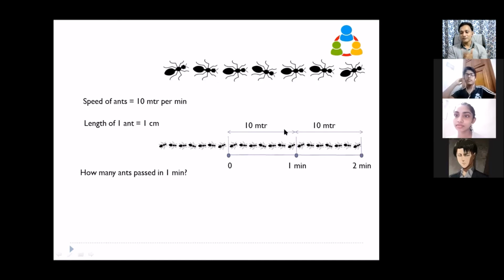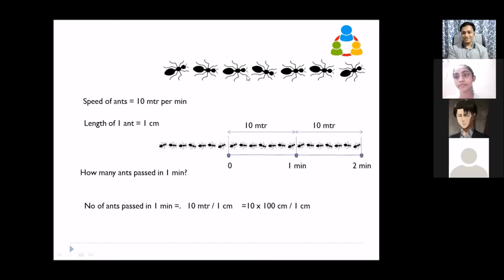I did it with the numbers. So the thing is, the question is, in 10 meter, how many 1 centimeters are there? Yes, sir. So nowadays the things become simple. The number of ants passed in 1 minute is, in 10 meter, how many 1 centimeters are there? Now 1 meter is 100 centimeter, so 10 meter is 10 into 100, so you get 1,000. Everyone gets this.